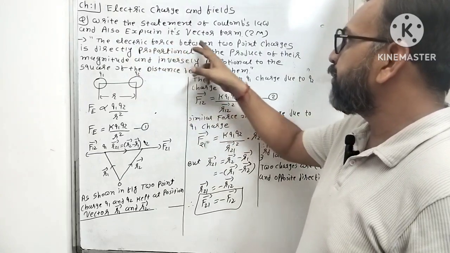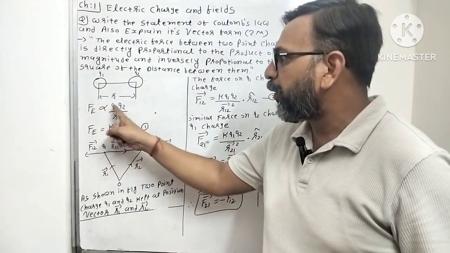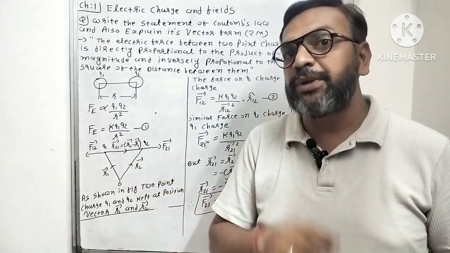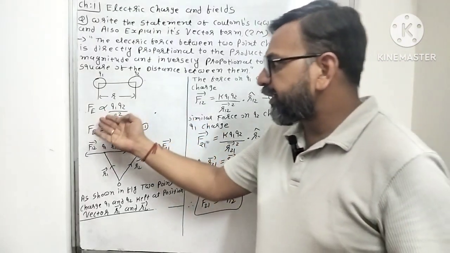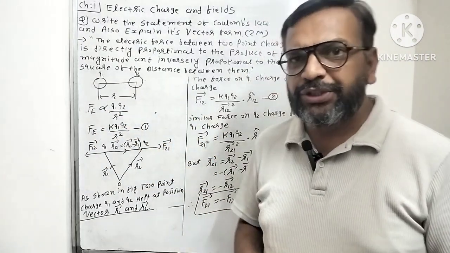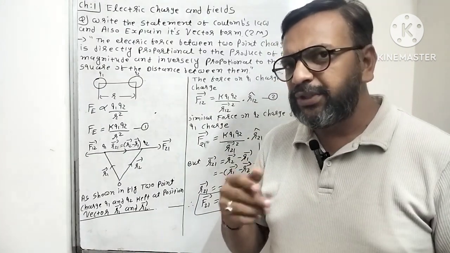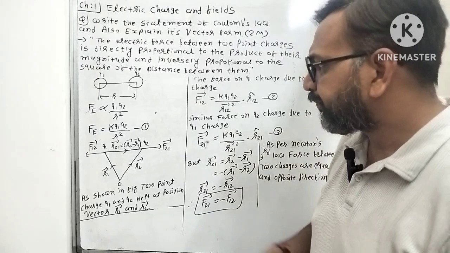The electrical force between two point charges is directly proportional to the product of their charges and inversely proportional to the square of the distance between them, as per the gravitational law. When we remove the sign of proportionality, there will be a constant k, and the value of k is 9 into 10 raised to 9, which we use in sums for the further lectures.